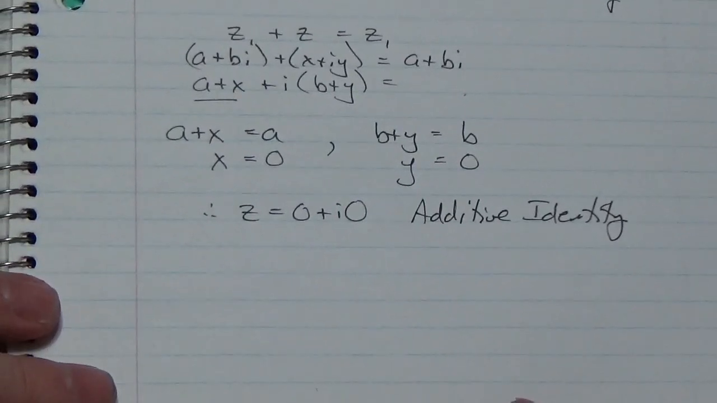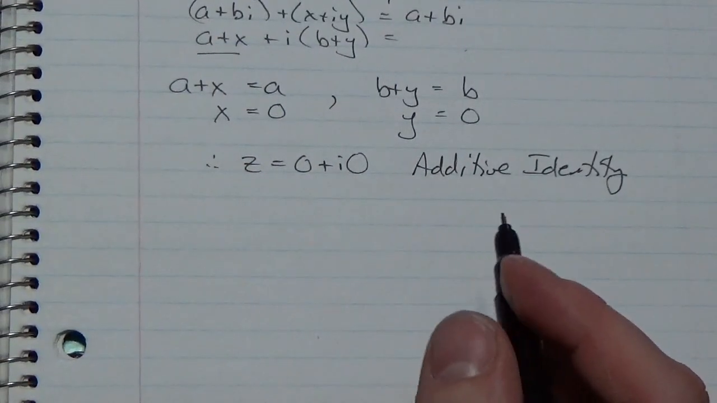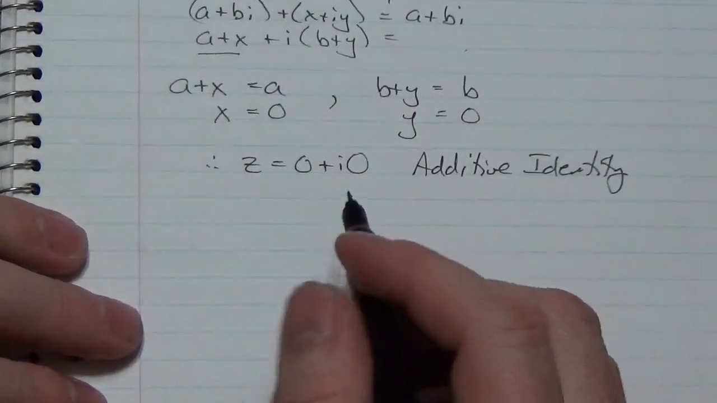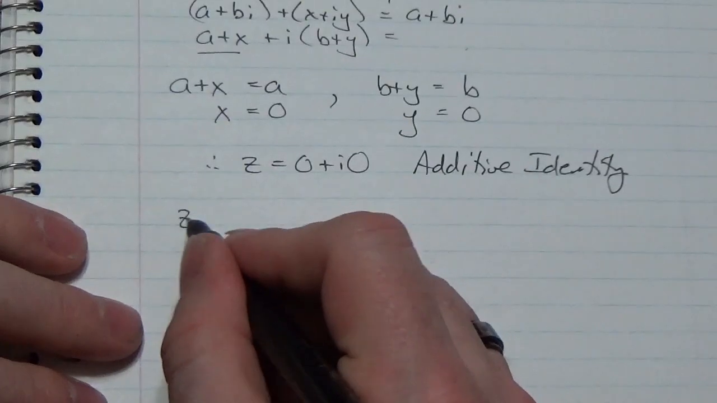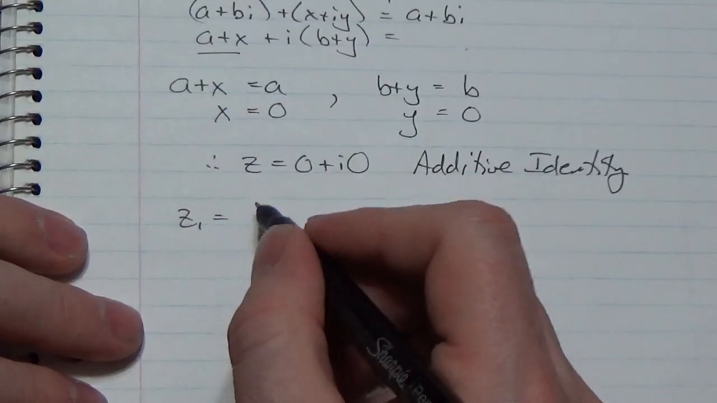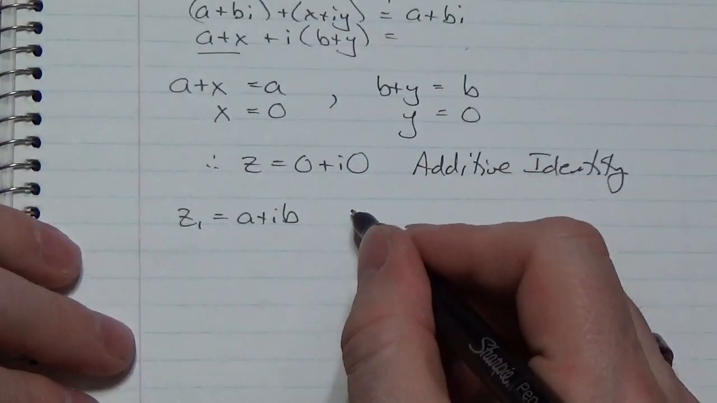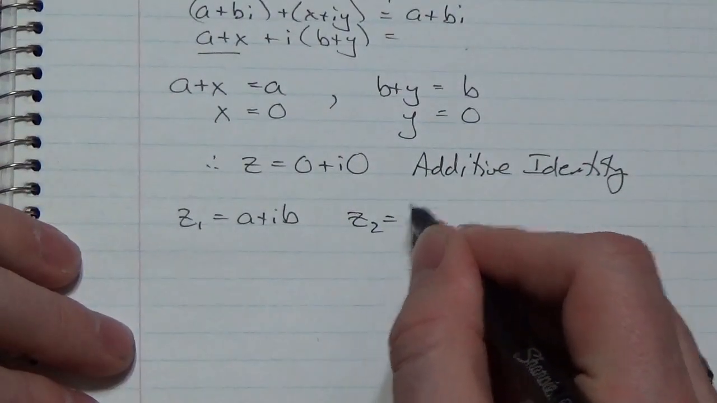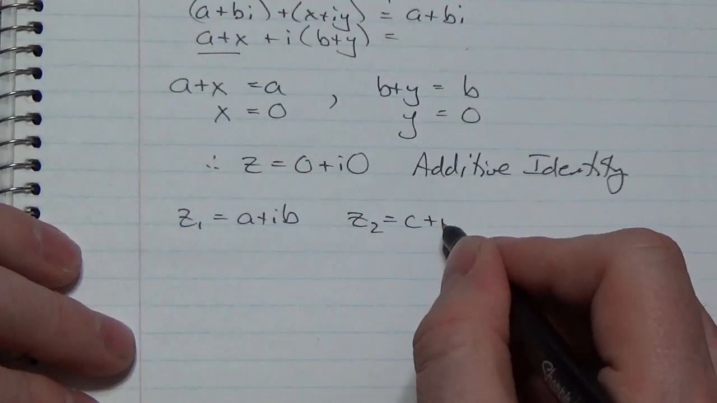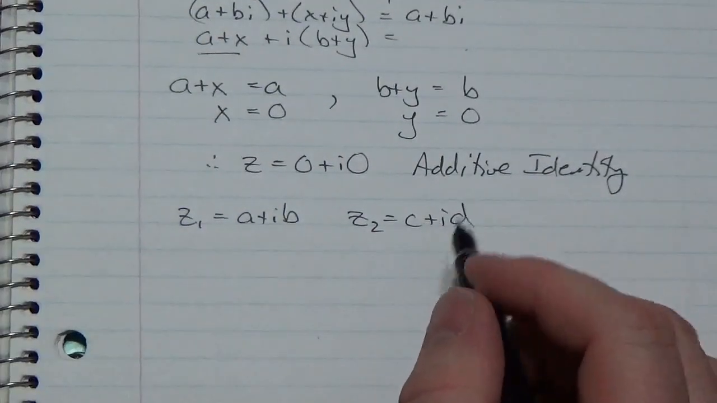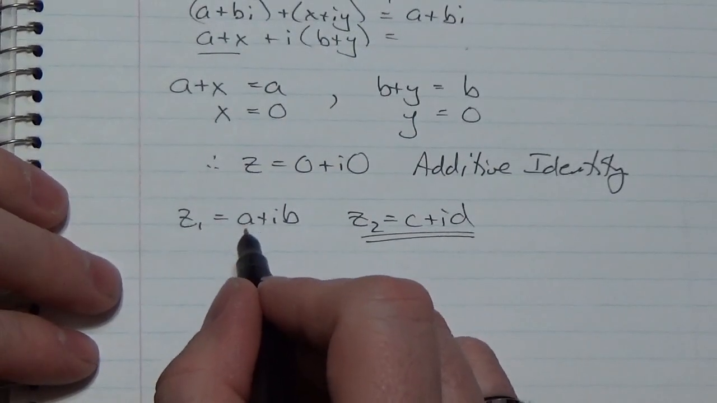Now, that being said, we should be able to identify the additive inverse. So now let's say we've got two numbers. Again, we're going to have z1, and this is going to equal a plus ib. And then let's say we're going to have z2 here, and this time I'll go for c and d, so c plus id. I want to find out what this looks like if it's the additive inverse of this one.